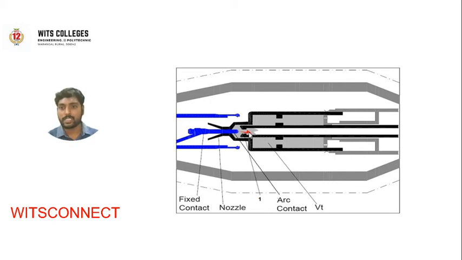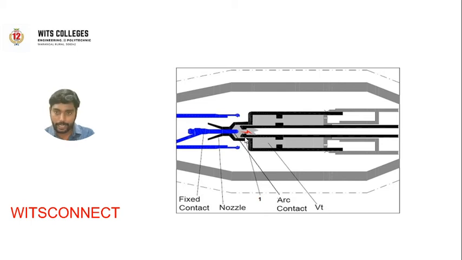Again we close this contact, we get the continuity of supply. Okay, this is the basic operation of a circuit breaker. Not only the SF6 circuit breaker, any circuit breaker. Construction and operation are almost the same for any circuit breaker.